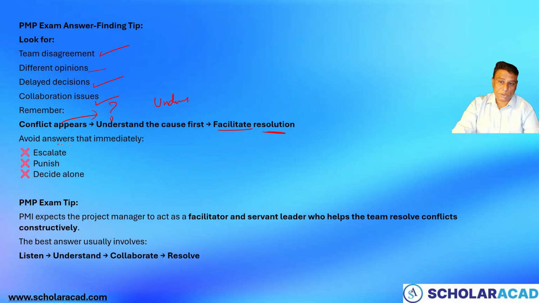Which are the keywords we are avoiding? Escalate, punish, or deciding alone. We also need to focus on how we can do more collaboration. Being a manager, we need to facilitate and act as a servant leader, focusing on team resolution, constructing the right environment, and creating harmony and better empathy. So listen and understand, collaborate and resolve. This is the best way to look into those strategies and minimize the impact on the project. Hope this helped.